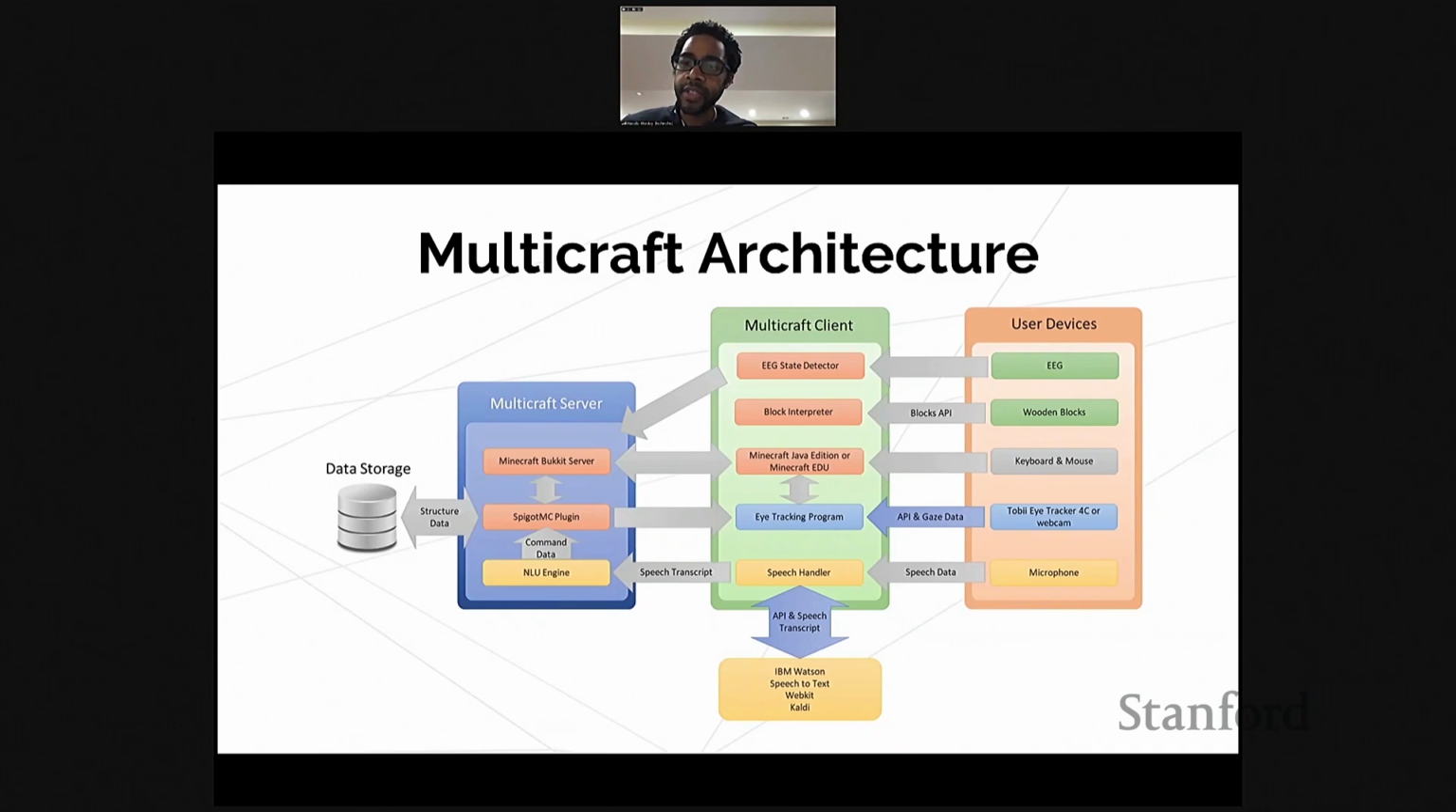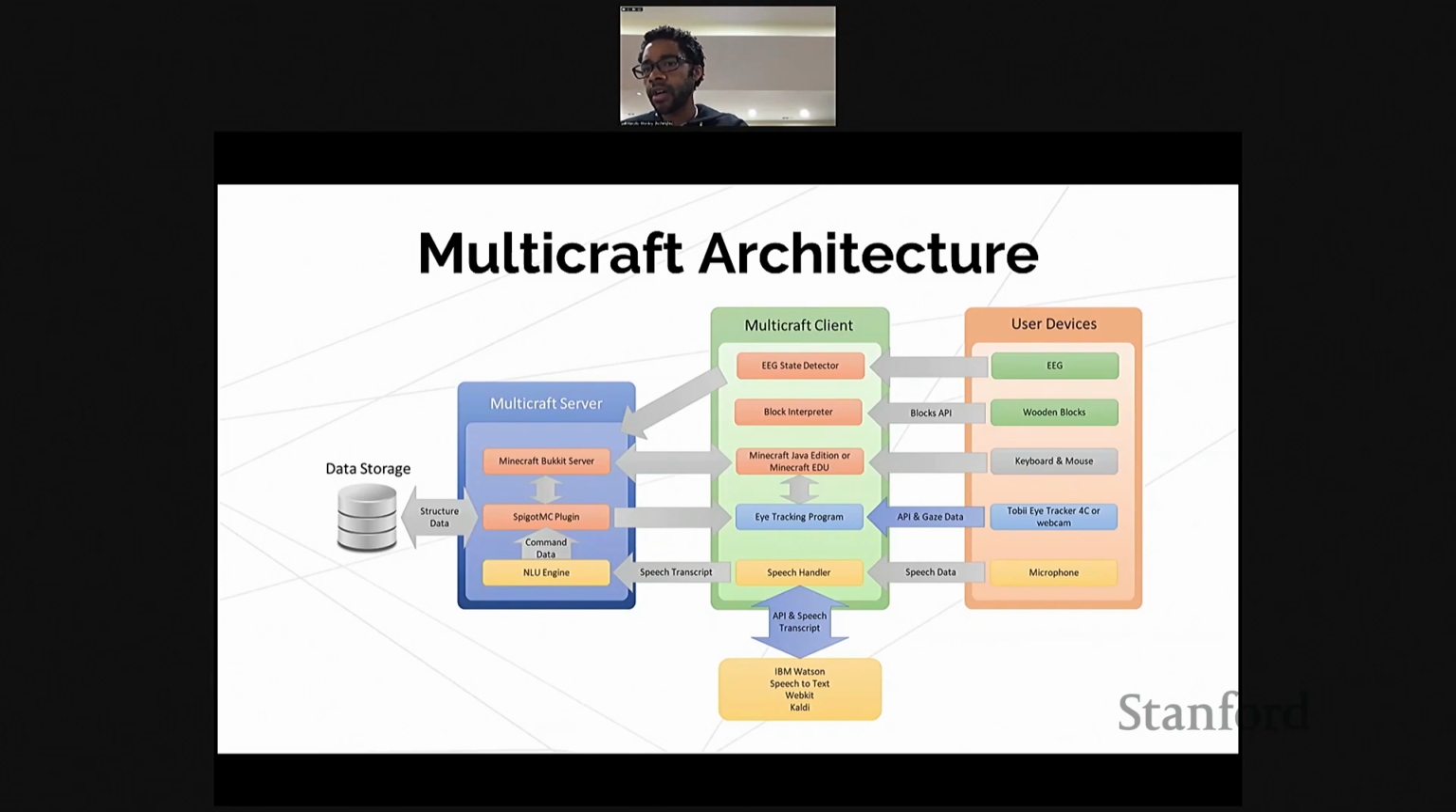A few of the things that we've been adding in recently is that we previously had a lot of the Multicraft client actually reside within a Python program. We recently switched that over so that it's primarily browser based. And so we're trying to think of as many ways as possible to make these things accessible.